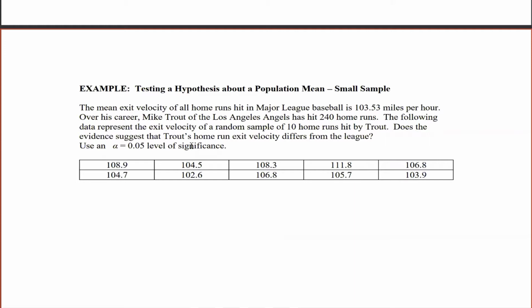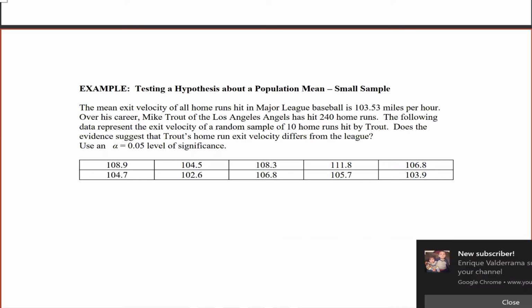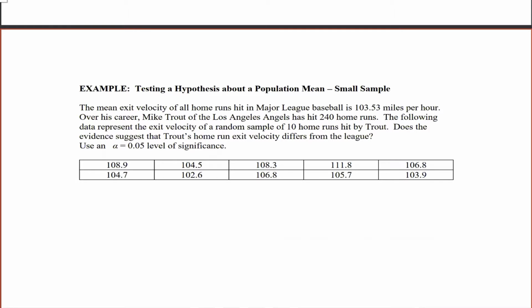So here, our variable of interest is the exit velocity of the ball, which is a quantitative variable. We want to know if the home run exit velocity of Trout differs from that of the league. We know the mean exit velocity of all balls in the league is 103.53 miles per hour.